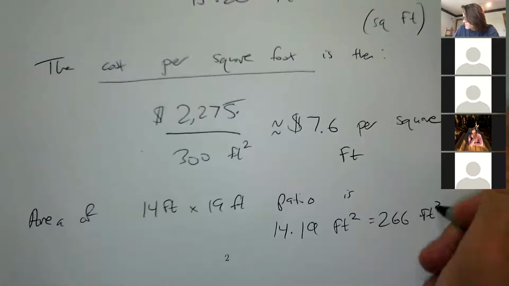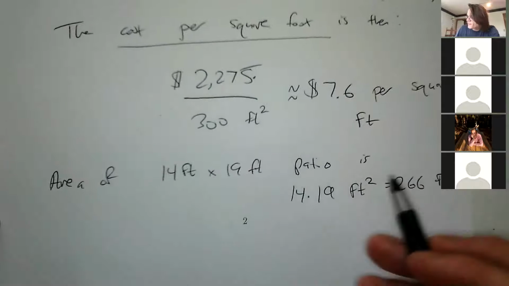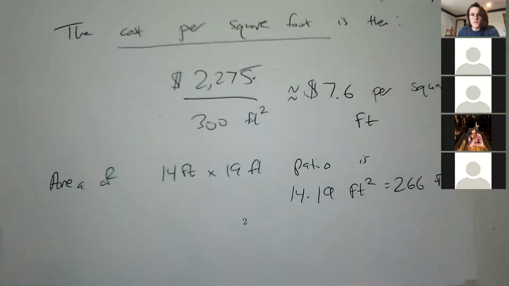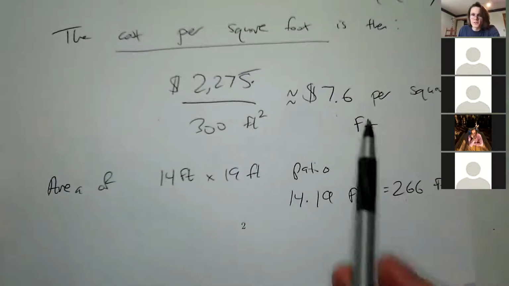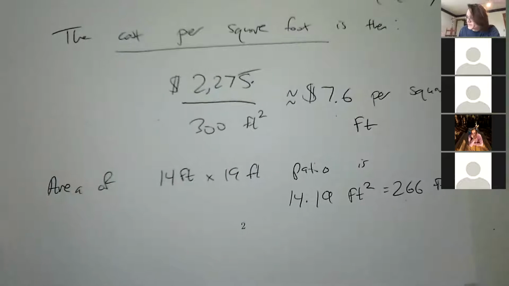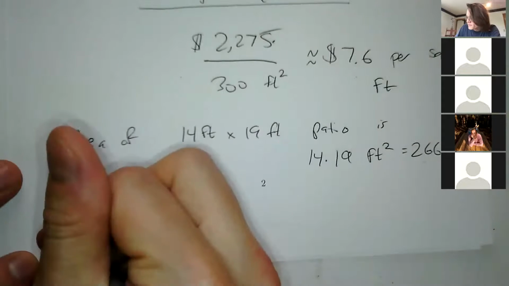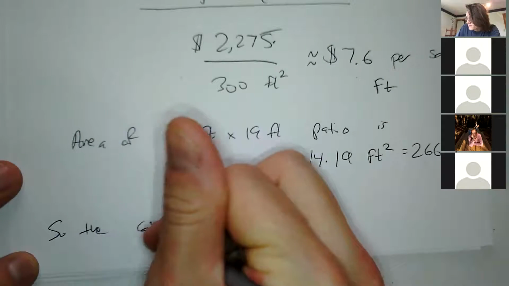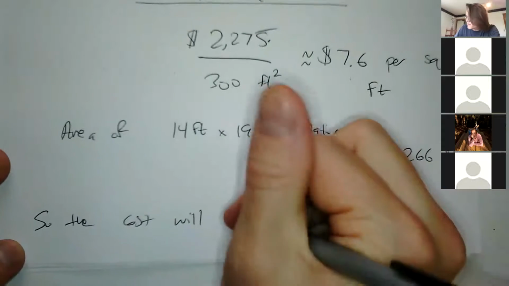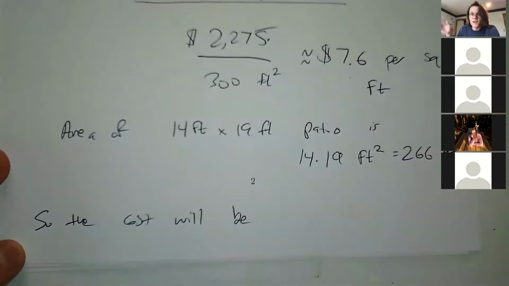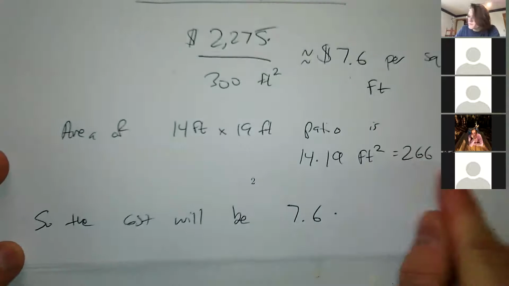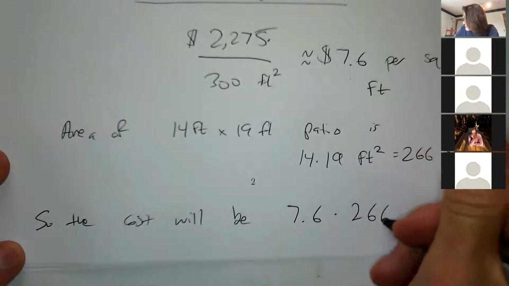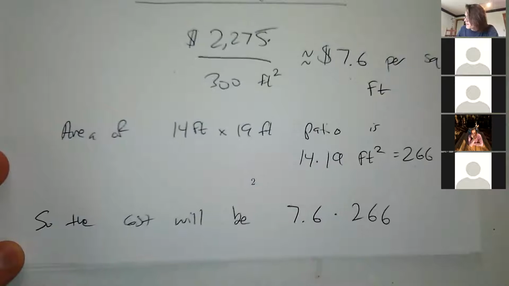266 square feet. And so if it costs $7.60 per square foot, and I want to cover 266 square feet, I can just multiply those numbers together to get my answer. So, the cost will be, so it's 7.60, again, the cost per square foot. So every square foot you build will cost that much. So it's 7.60 times the area, 266.